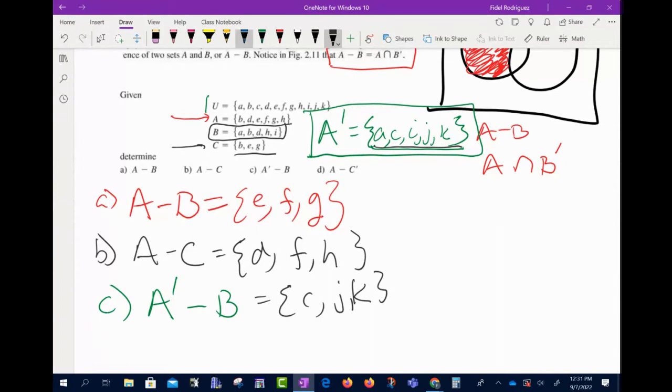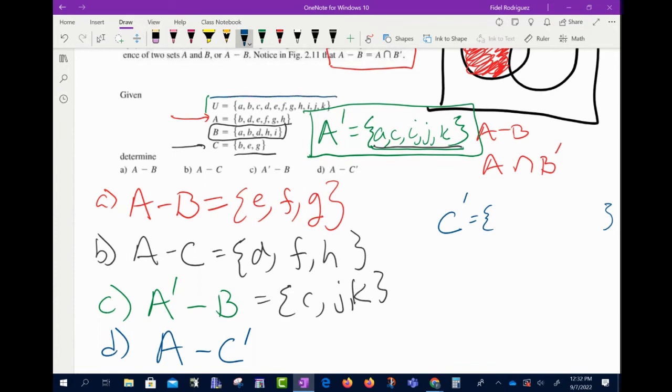All right, so look, let's do part D. Okay, so part D says we're going to take A minus C complement. So y'all, just like we did before, the first thing I need to know is, what's that C complement, or that C with a little apostrophe, going to look like?